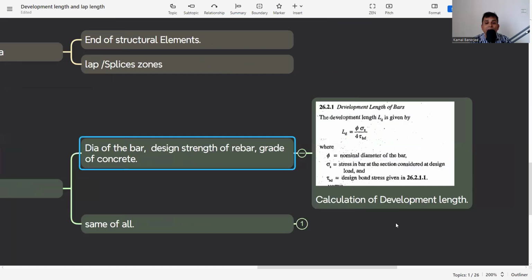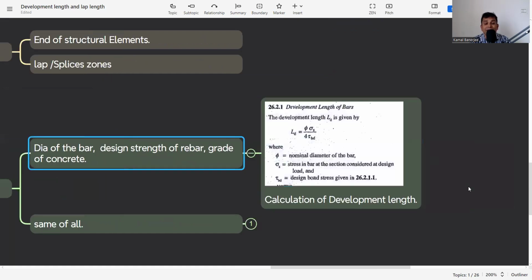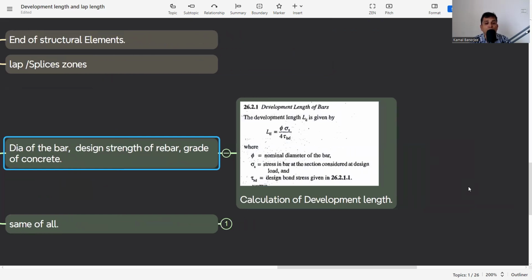How can we calculate it? Here, the development length formula is in clause 26.2.1 of IS 456. It is given that Ld is equal to phi sigma s divided by 4 tau bd, where phi is the nominal diameter of the bar, and sigma s is the stress in the bar at the section considered at design load. Suppose it is a 20 mm bar, so phi will be 20, and sigma s is the design stress in the rebar. That means if the grade of steel is 415, 500 or 550, whatever it is, sigma s is that. And tau bd is the design bond strength, which depends upon the grade of the concrete.